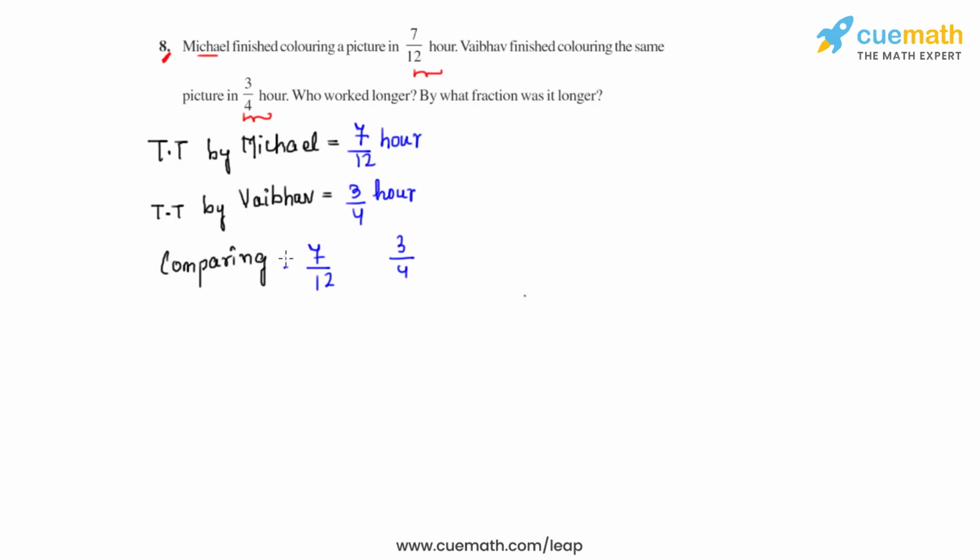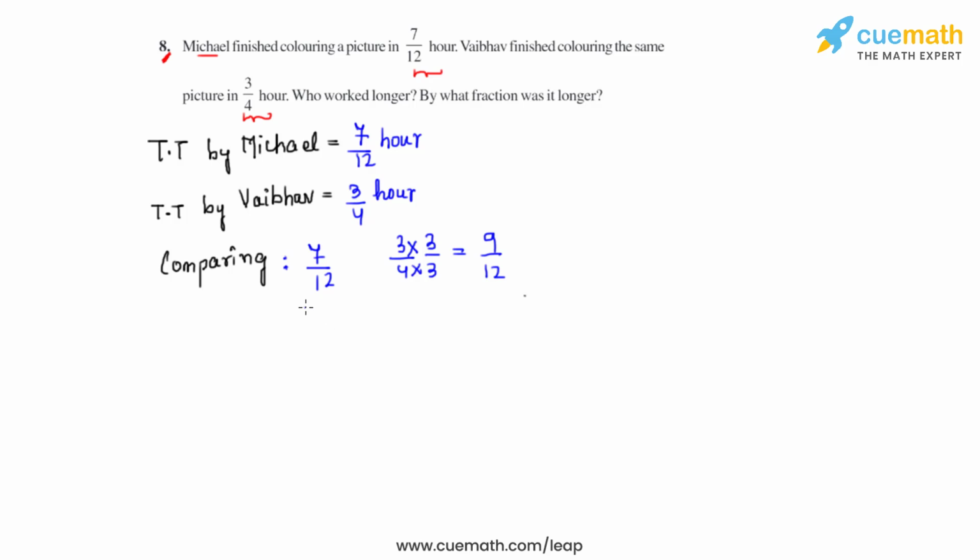But what we can see is that these two are unlike fractions because the denominators for both of these are different. So we'll have to make the denominators same, or make these fractions like, so that we can compare them. To compare, we can multiply the numerator and the denominator of the second fraction with 3 so that the denominator comes as 12 and we'll get it as 9/12.